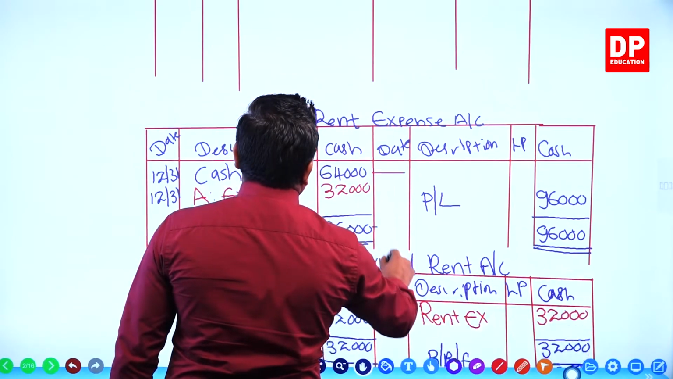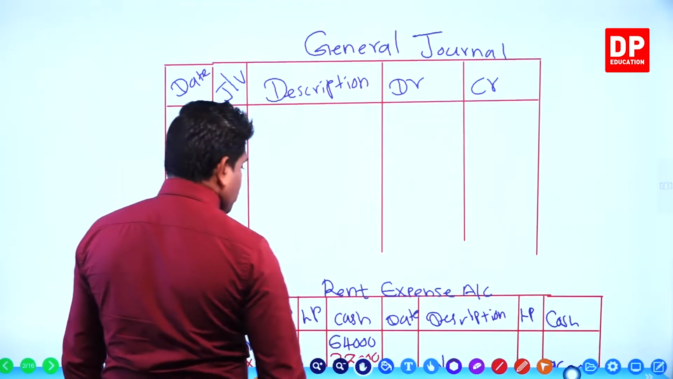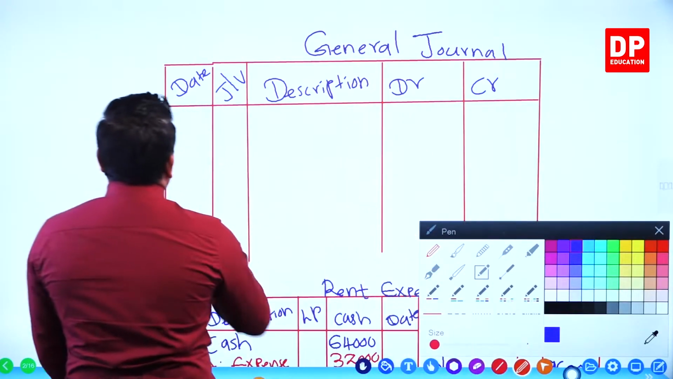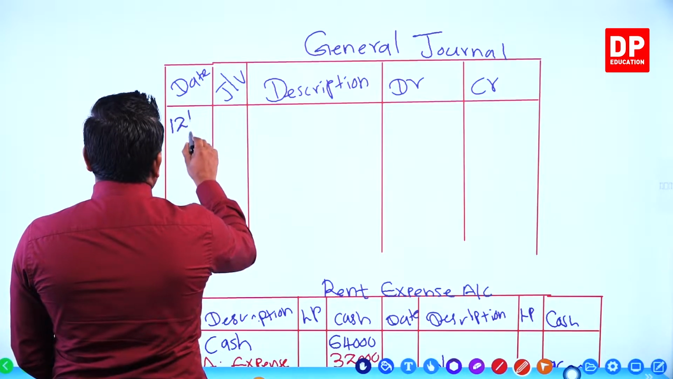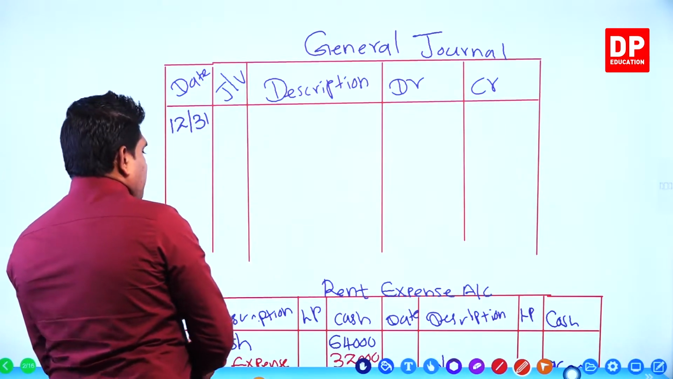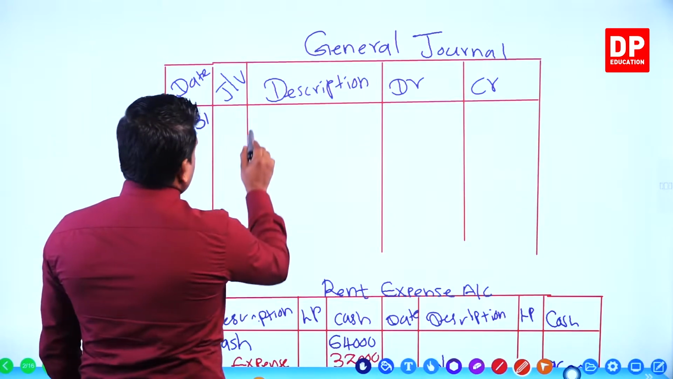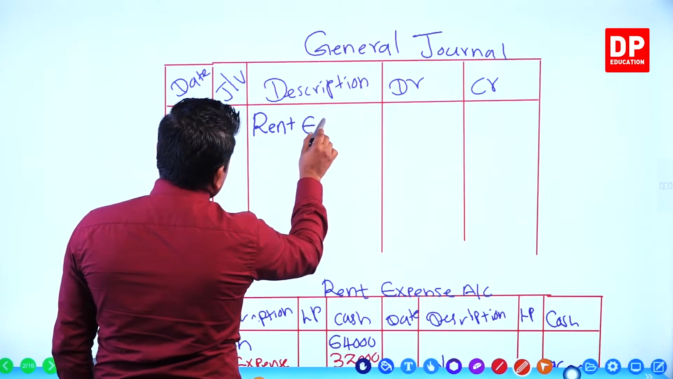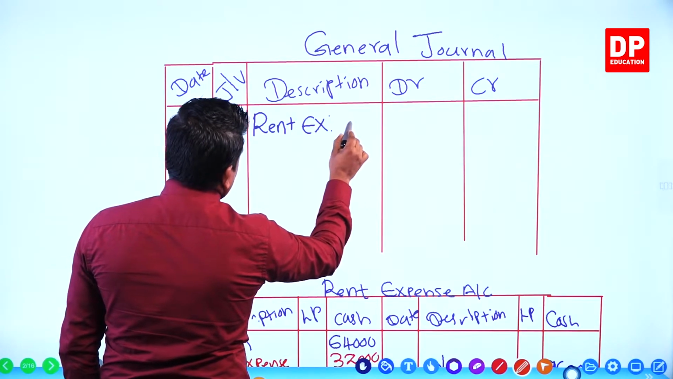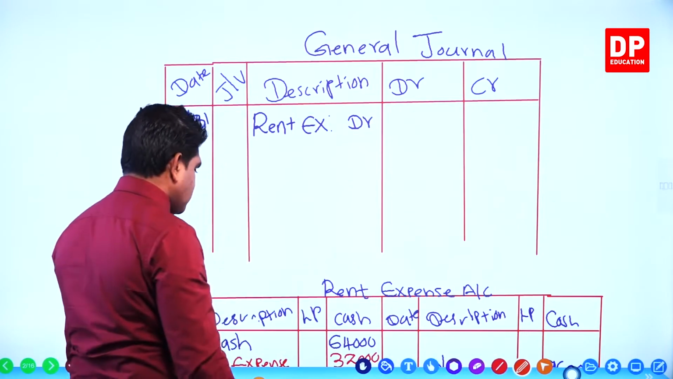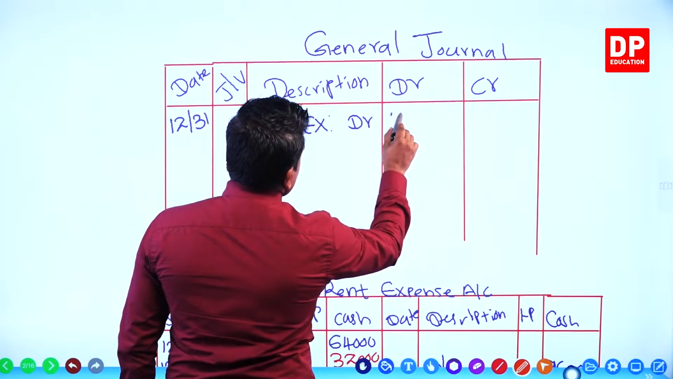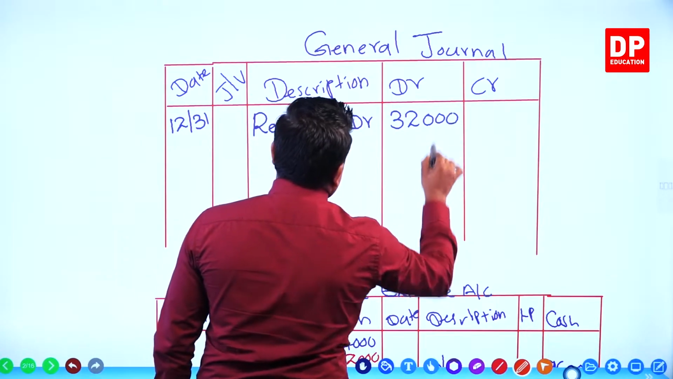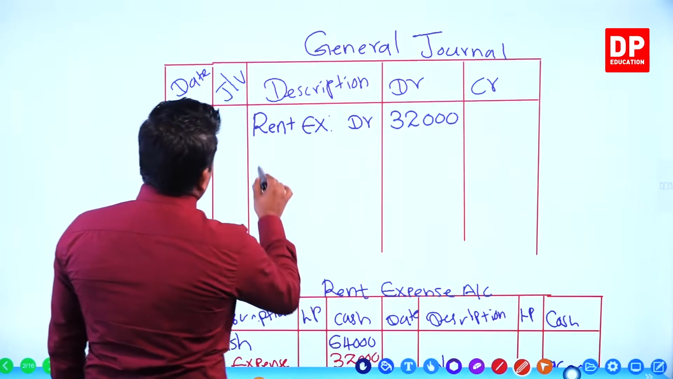Then in the general journal, how do we record? First you put the date. What's the date? End of the period, not 12/31. Okay. What is the debit account? Rent expense account debit. How much? 32,000. Rent expense account debit 32,000. Accrued rent.